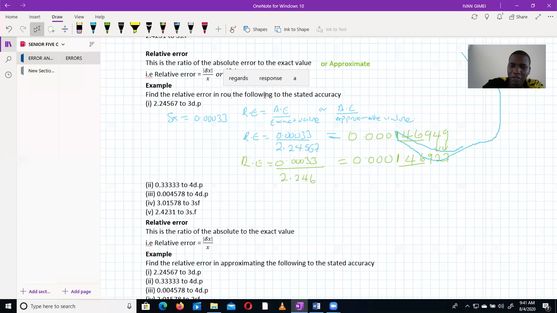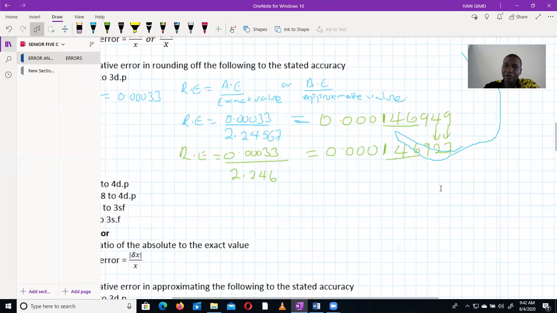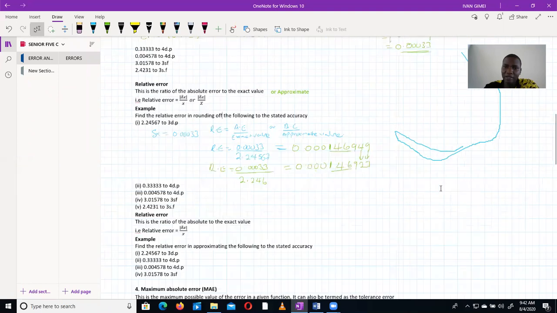That makes more sense. Rounding off the following to the stated accuracy. Now it makes sense, so that we find the approximate value by rounding off. Somebody can find the approximate value by truncating. So you can find the approximate value by truncating or by rounding off, and in this case we're clear, we're saying rounding off. I think you can now handle the rest. You can do the rest.